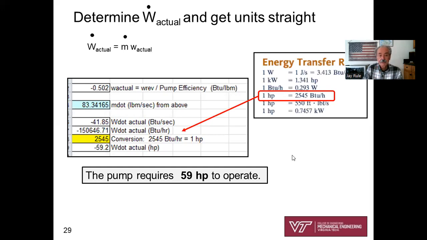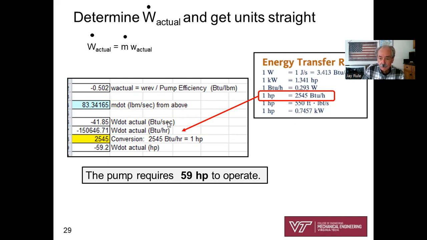All right, now we're going to pay close attention to units. I've got w actual, negative 0.502 BTUs per pound mass. I've got m dot, 83.34 pounds per second. So I've got a W dot actual. The actual power is negative 41.85 BTUs per second.